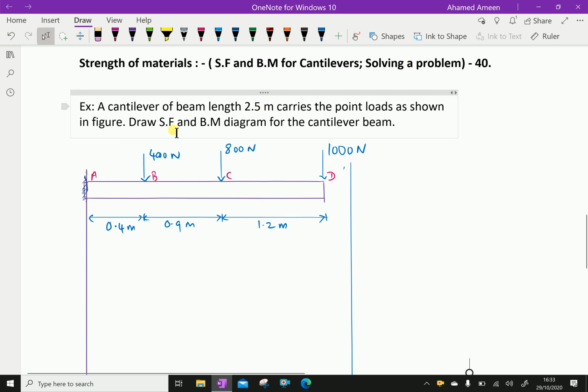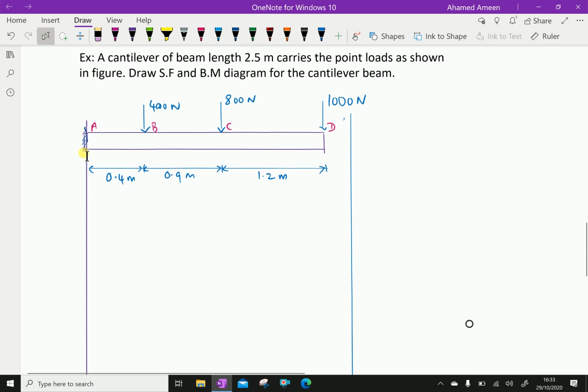A cantilever beam of length 2.5 meters carries point loads as shown in the figure. Draw the SF and BM diagram for the cantilever beam. Here the cantilever beam figure is given and the point loads are noted here. We have to draw the shear force and bending moment for this cantilever. Now, first shear force.